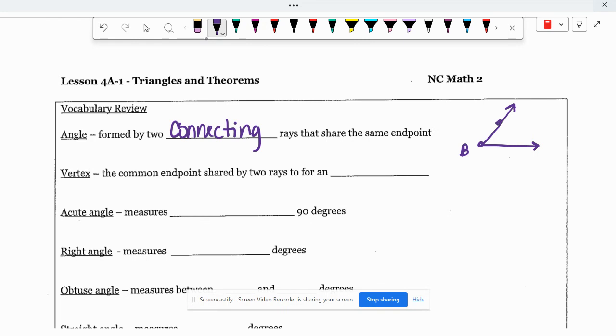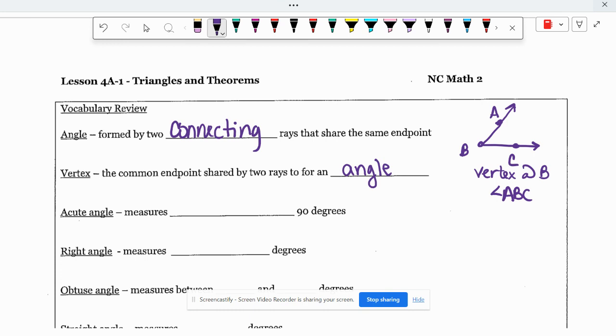This is BA, so this could be called ray BA and ray BC. The vertex is actually at point B, and this is angle ABC. We call this angle ABC. When we name an angle, we make sure that the vertex is in the middle. So a vertex is just that: a common endpoint shared by two rays for an angle.